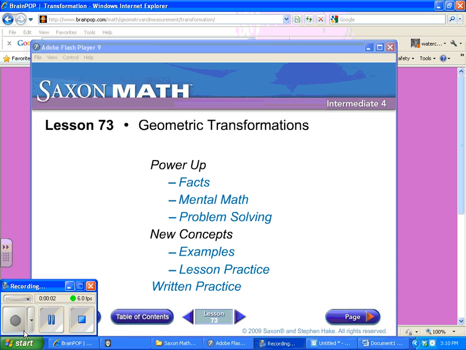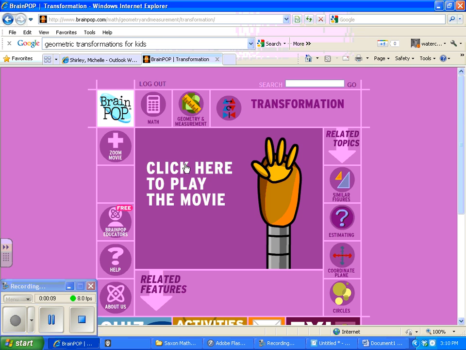Okay, Saxon 4 Math class. Today we're going to be talking about Lesson 73, Geometric Transformations. And to start off today, we're going to watch a BrainPOP video on this topic.